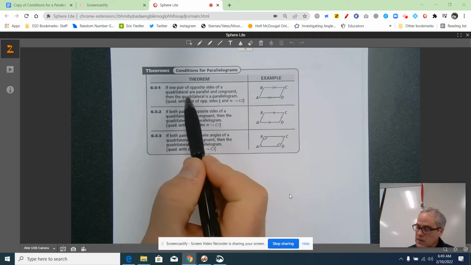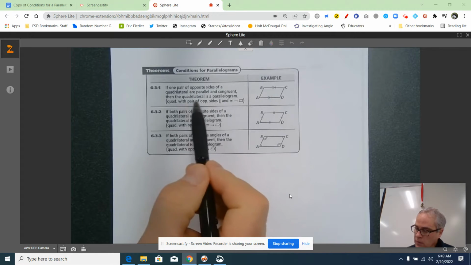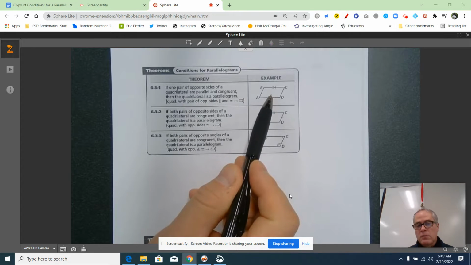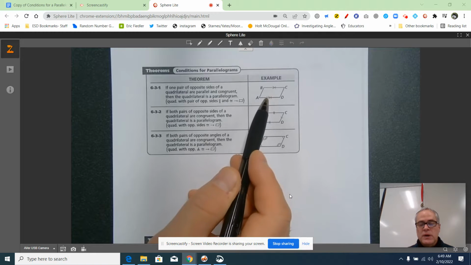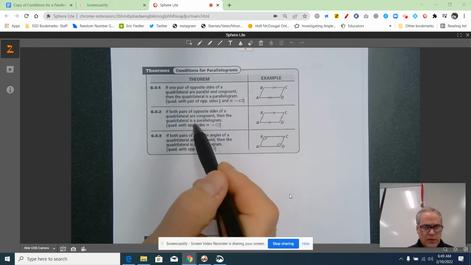If one pair of opposite sides of a quad are parallel and congruent, and notice it's marked, then the quad is a parallelogram. So it would have to be a parallelogram. Remember, parallelogram means there's 2 pairs of parallel sides. That's the definition. I'm going to prove this one right here.